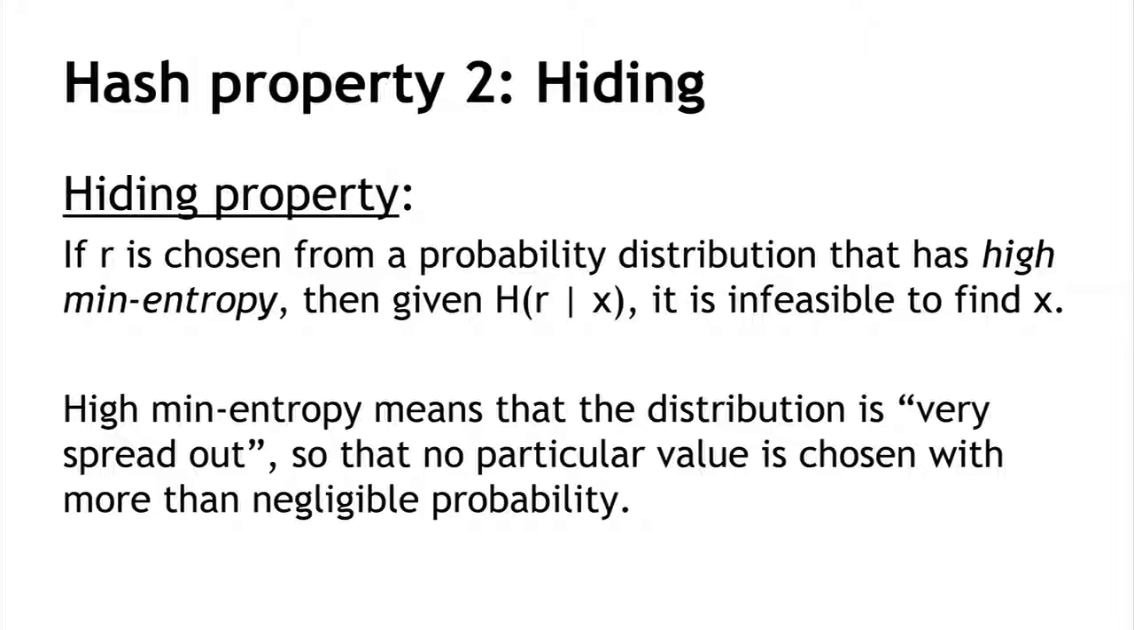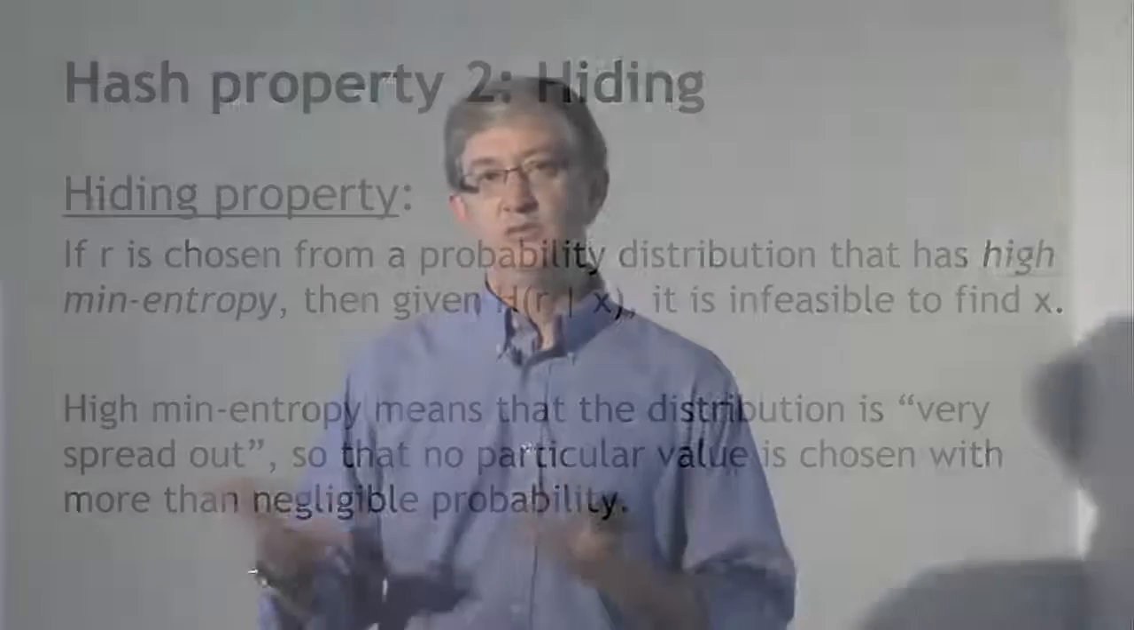Well, it captures this intuitive idea that r is chosen from a distribution that's really spread out. Specifically, there's no particular value that r could have had that would occur with more than a negligible probability. For example, if r is chosen uniformly from among all of the strings that are 256 bits long, then any particular string was chosen with probability 1 in 2 to the 256, which is truly a negligible value. So as long as r was chosen that way, the hash of r concatenated with x is going to hide x. And that's the hiding property that the hash function will be deemed to have.